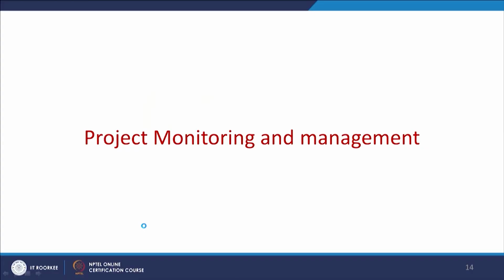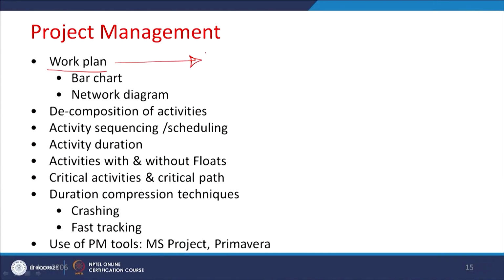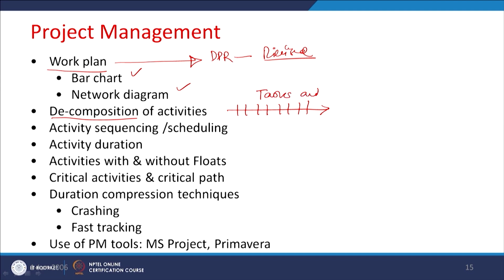Then during the project monitoring and management, after the procurement is done, you start the project, and during the project you have to maintain the project timing and the cost. During that time we do a concrete work plan. Even though work plans are mentioned in the project formulation DPR, here we make a revised one based on the current status of the project. We use bar charts and network diagrams. Basically we decompose the activities so that the project could be shown as various small tasks and subtasks.